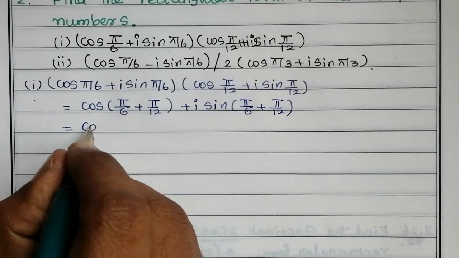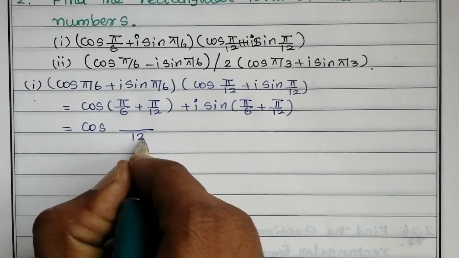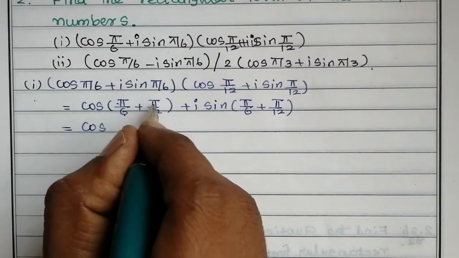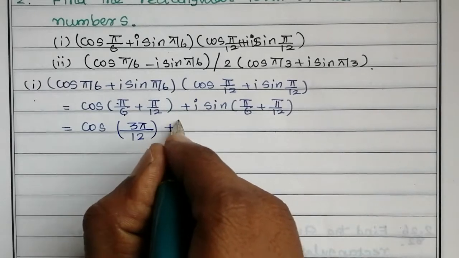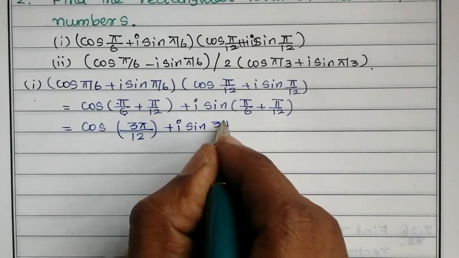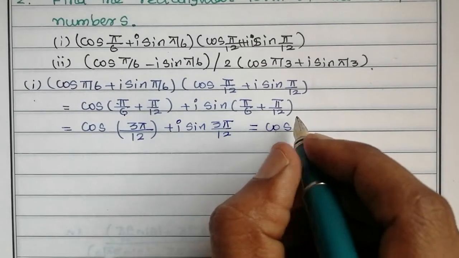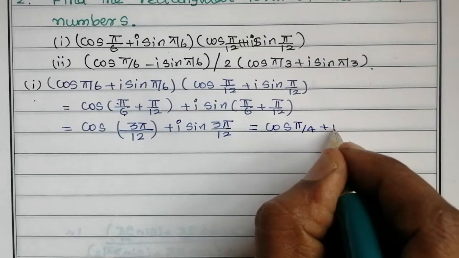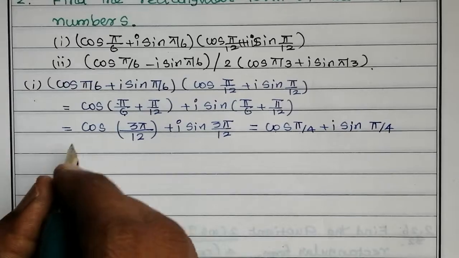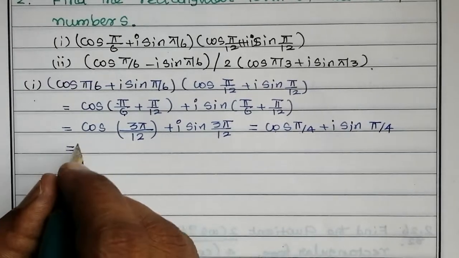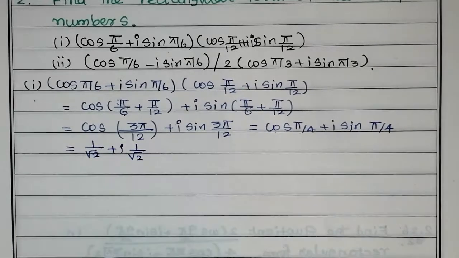This is equal to cos of, the LCM is 12, so 2 pi plus pi, that is 3 pi by 12. Cos 3 pi by 12 plus I sin 3 pi by 12, which is equal to cos pi by 4 plus I sin pi by 4. Cos pi by 4 is 1 by root 2, plus I into sin pi by 4, which is 1 by root 2.